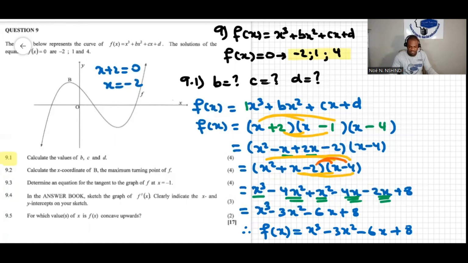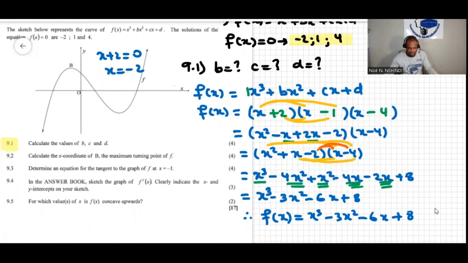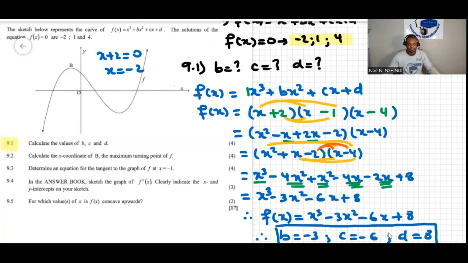Then I can write here, therefore, b equal to -3, c equal to -6, and then d equal to 8. So this is the solution. Okay, we have the solution.